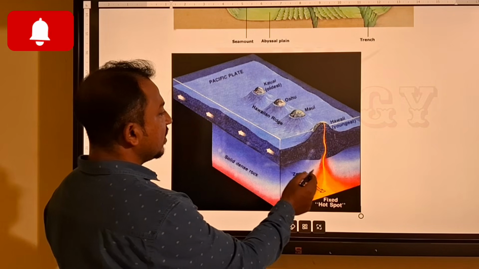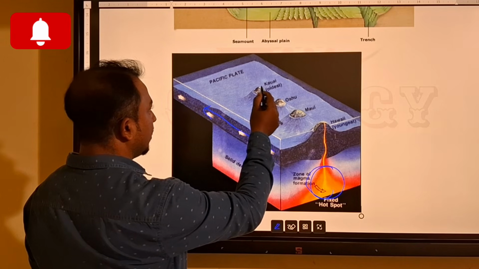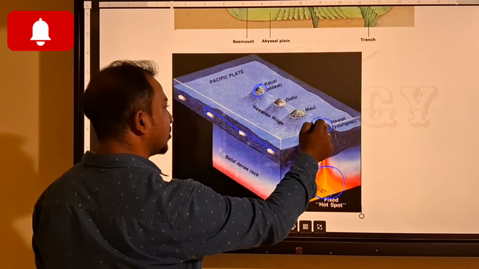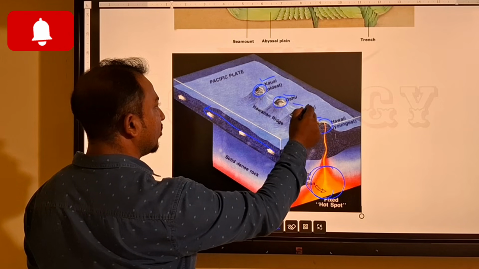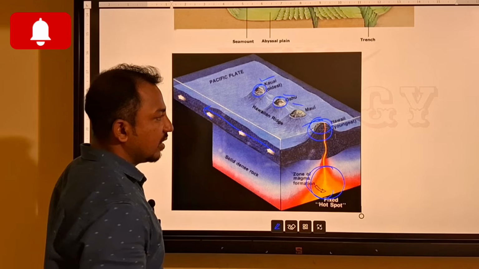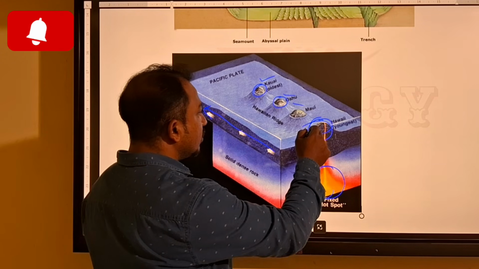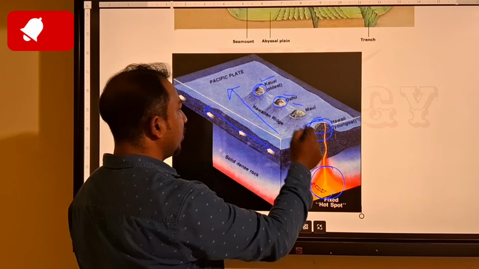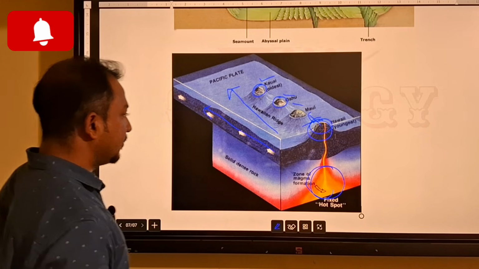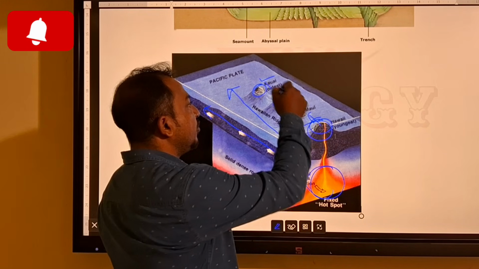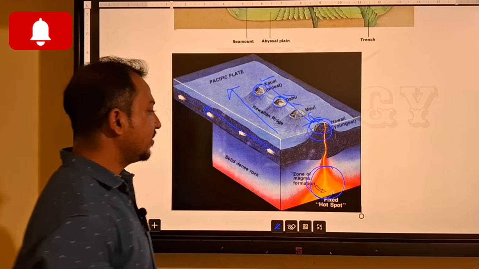You can see the example here. There is a hotspot here, which is fixed. This plate is moving over the hotspot. Before, this point was on the hotspot, and before that, so this will be the oldest, then gradually you will find younger ones. Now this is the Hawaii region, which is below the hotspot. As the plate moves more, this will shift to this region and another island will be produced. That's how it produces interconnected chains of islands.